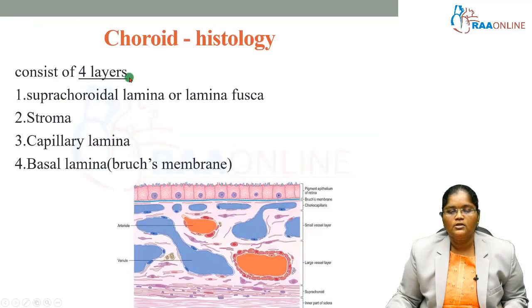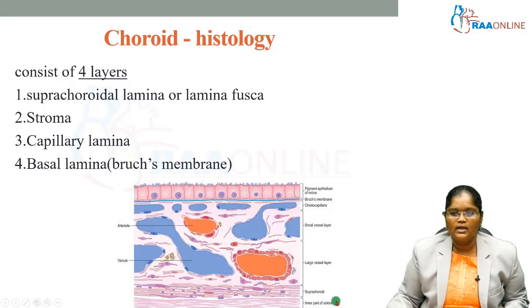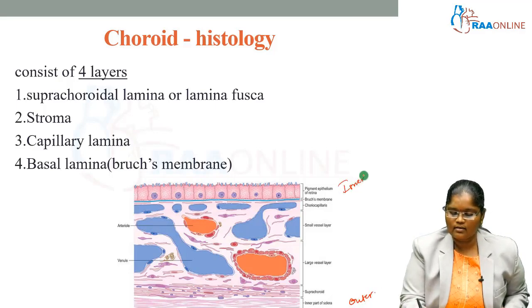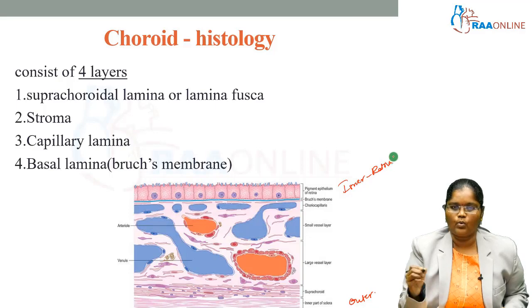So let's see the histology of choroid. It consists of 4 layers. This is the outer sclera. We are going from outer. So this is outer sclera and this is the inner retina layer. Let's see one by one.